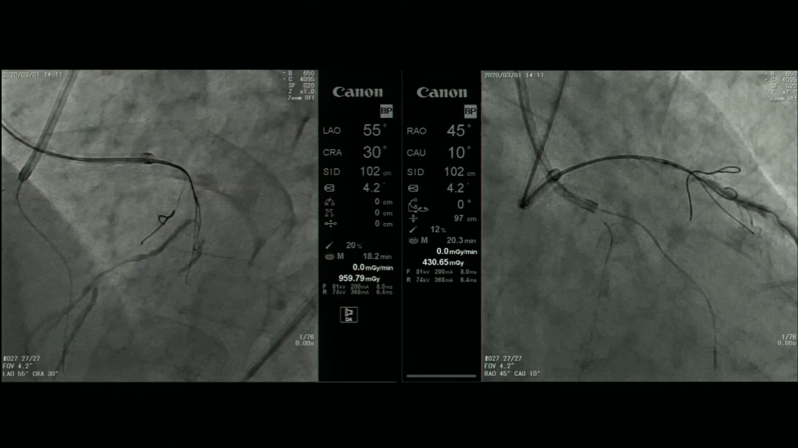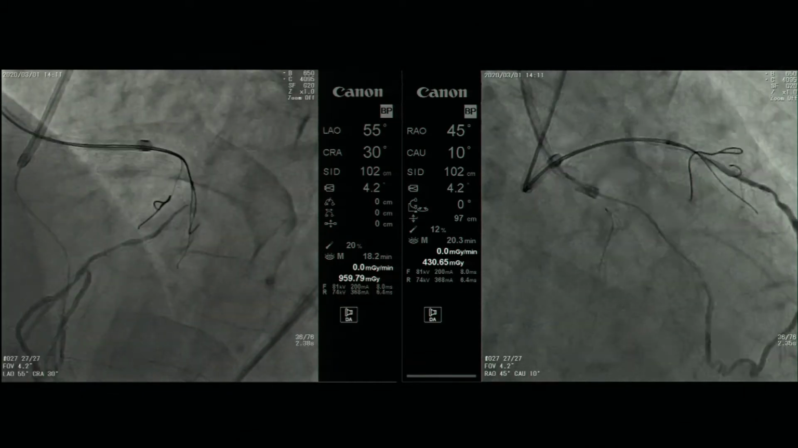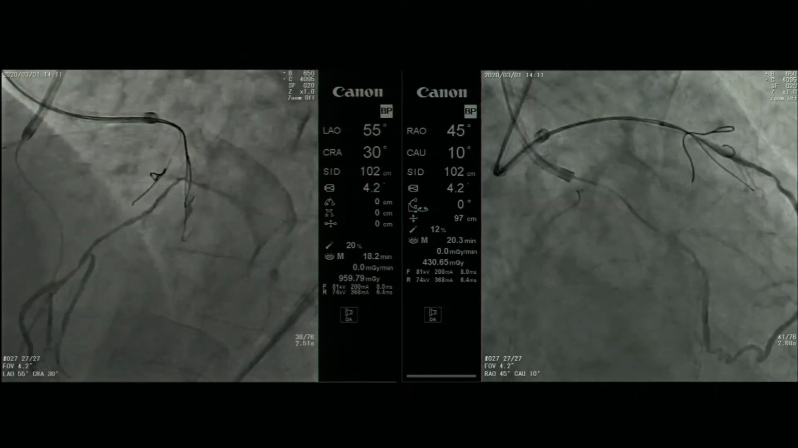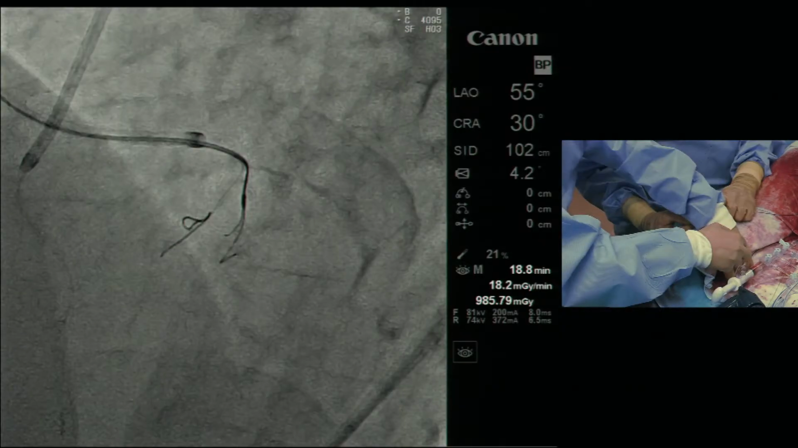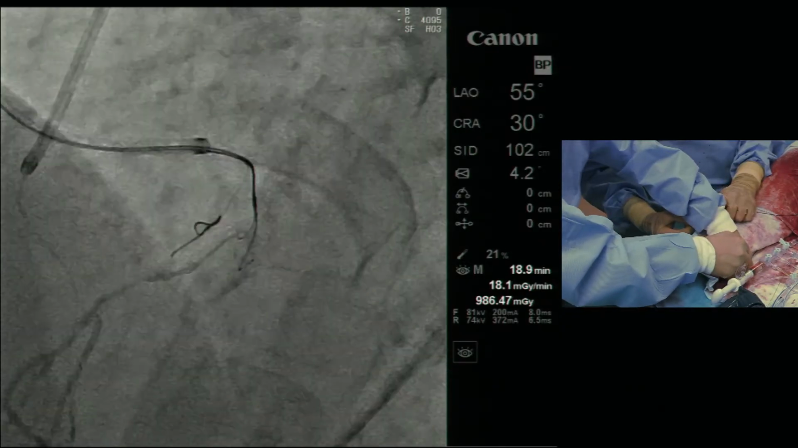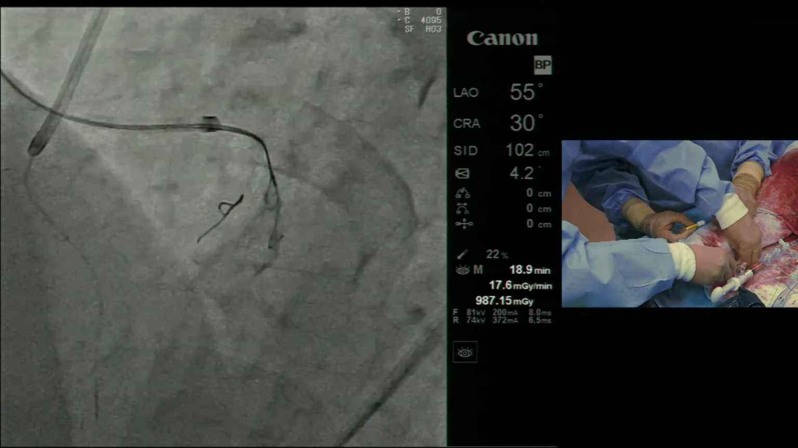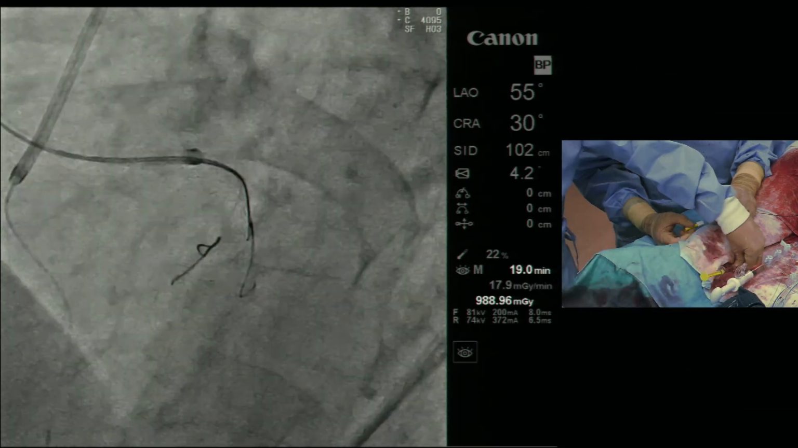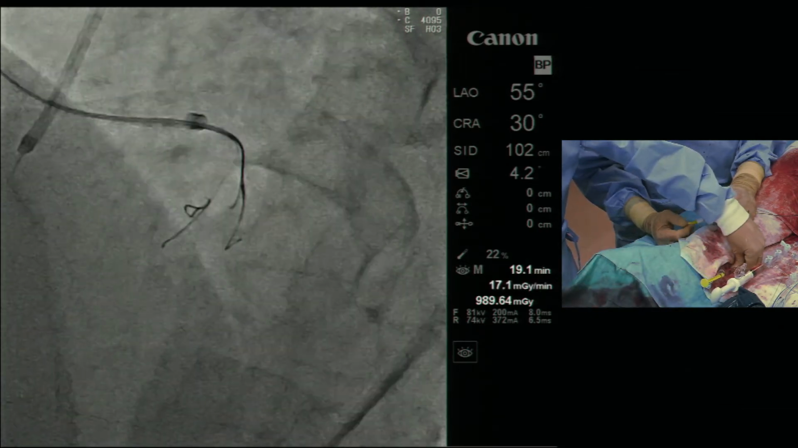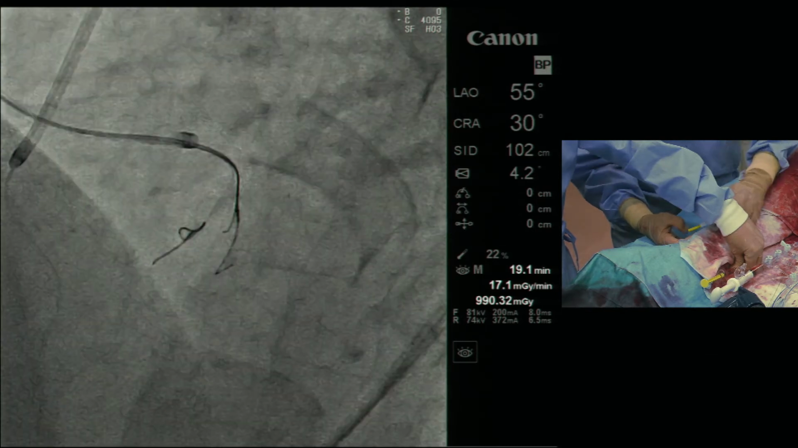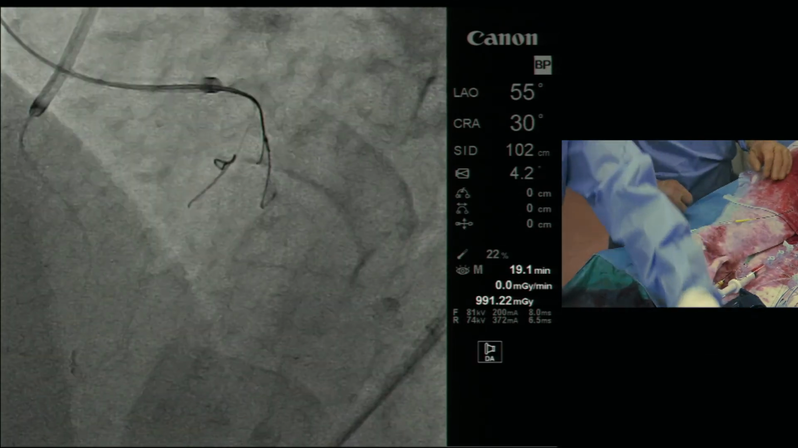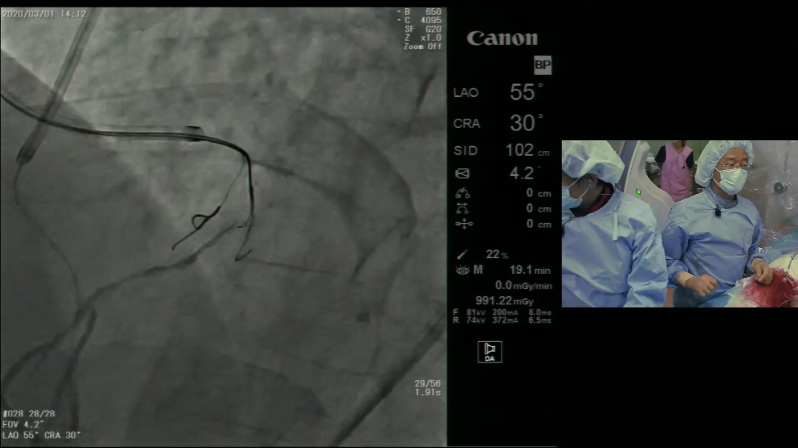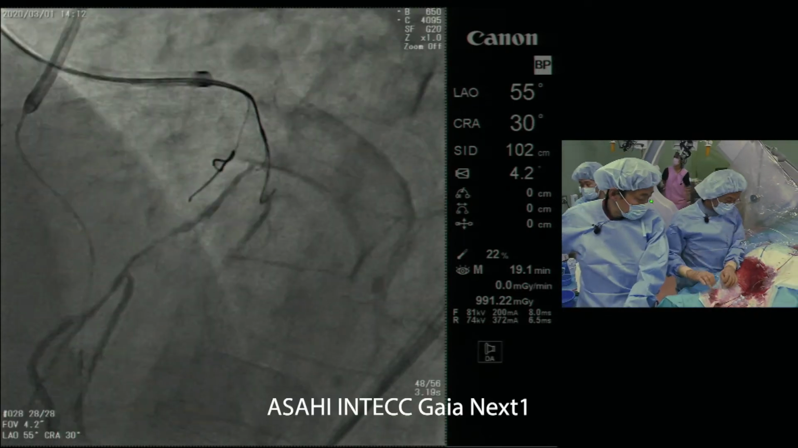It's a false channel, or perforation. So probably I dilated and expanded the false channel or subintimal space. So the wire can go anywhere. So in this situation, we need the IVUS guide. So I will put the IVUS into the LAD.